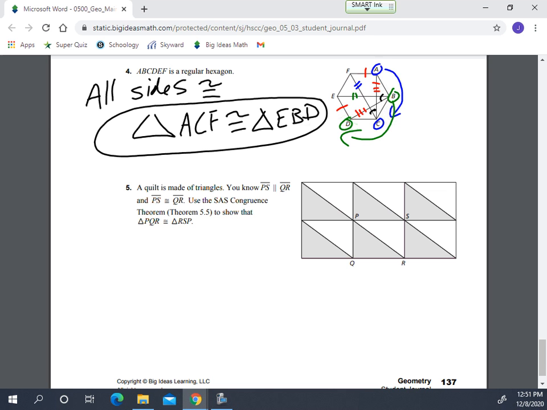Okay, I will let you guys get to the last one and work on that one on your own. See if you can do it. That will be the end of 5.3.